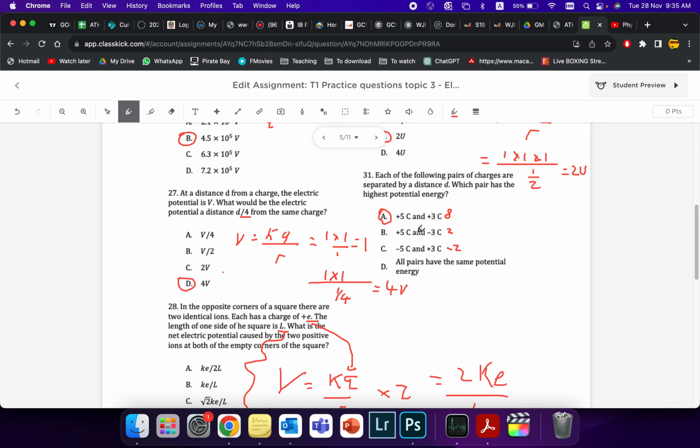These two will attract. They'll be happy. These two will also attract. They will be happy. So that's an easy way to remember this.